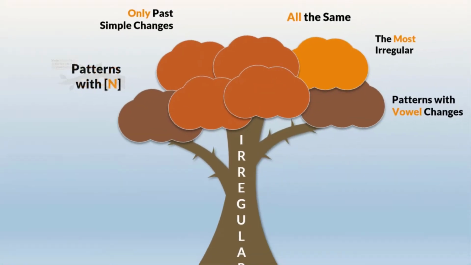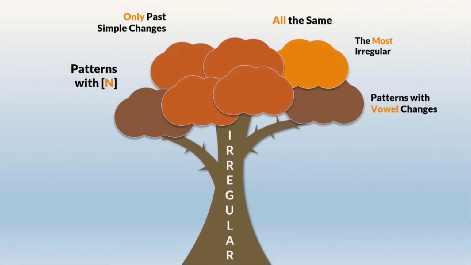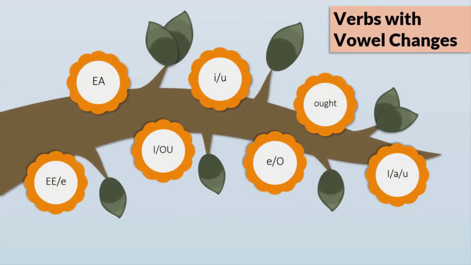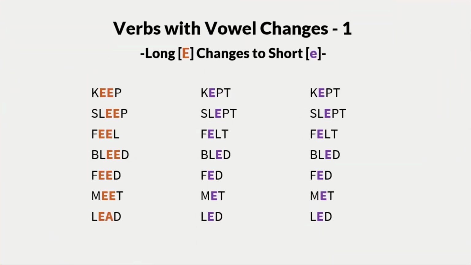Right. Now it's time to move on to our next branch. That is verbs with vowel changes. As you can see here, there are 7 groups of verbs with vowel changes. Let's start with the E's.